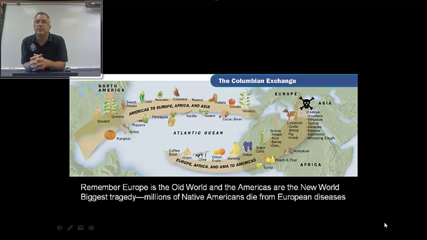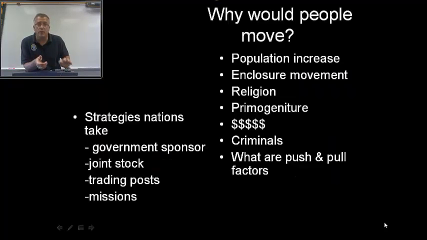All right, so we have things like smallpox coming from Europe, which kills millions of Native Americans. Of course, diseases go both ways. The one you should recall going from the Americas to Europe is syphilis, which we'll talk about more in class too. Okay. Now, a quick look at why people would move to the New World before we break things down to the two big ones.